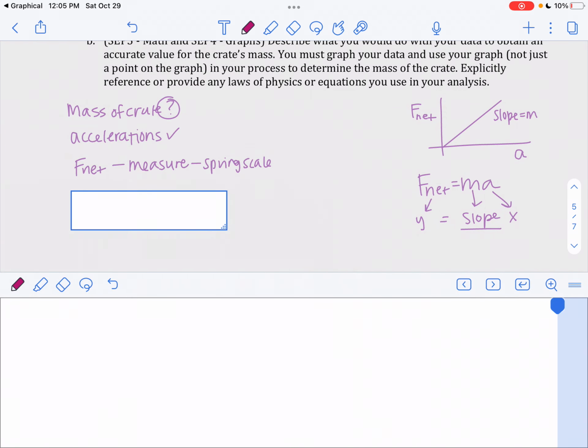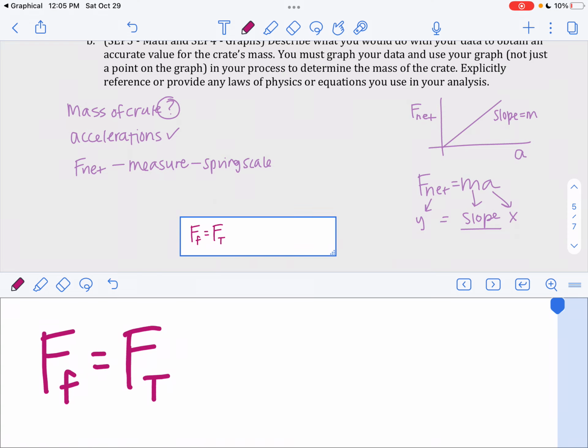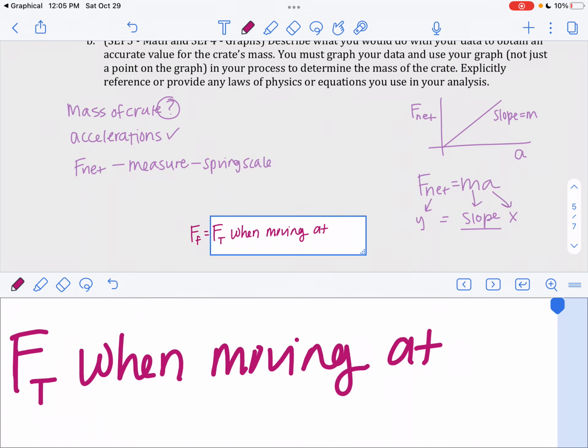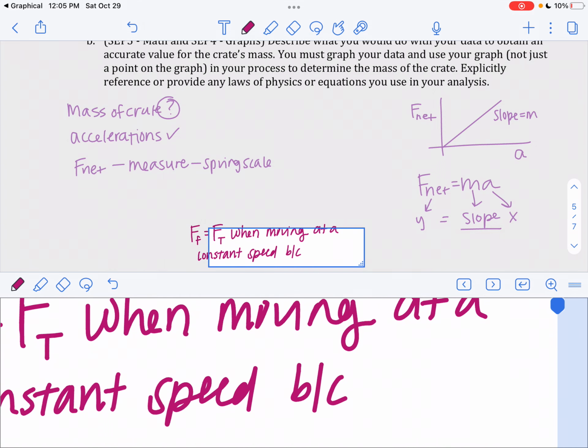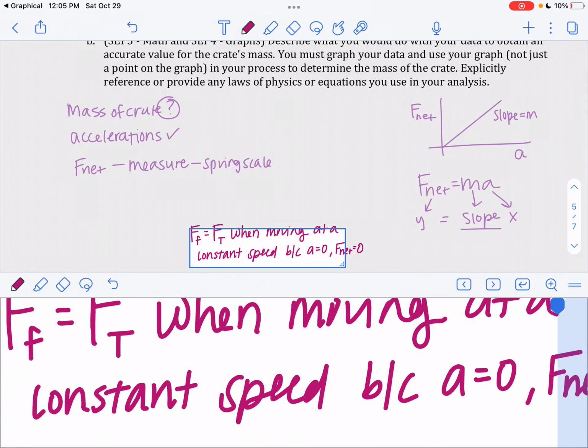So that's going to be an important piece of this data, that this FT or this F pull that I'm measuring on the spring scale, they're equal when moving at a constant speed, because the acceleration is 0, and so is F net. So that's going to be an important piece.